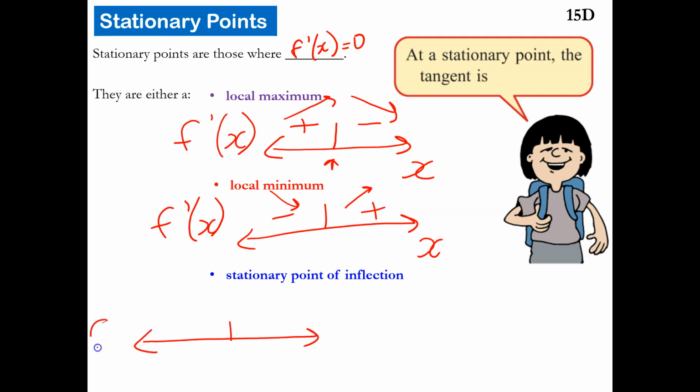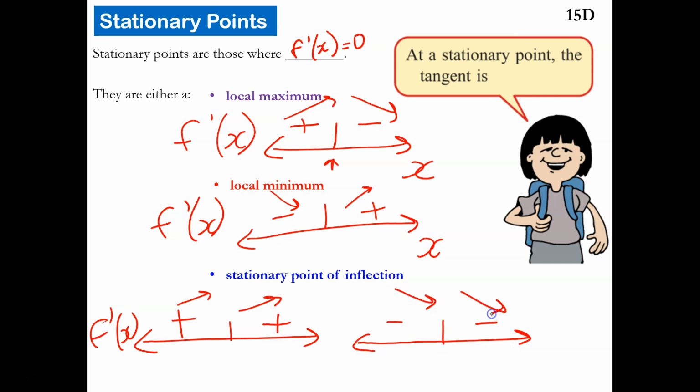And if it's a stationary point of inflection, let me just draw f dash of x there. It would have to be either the same sign, say plus plus, or it would have to have minus minus, so negative negative going down. I'm assuming that you're copying this in your notes, so at any time pause the video, copy the notes, and then continue.